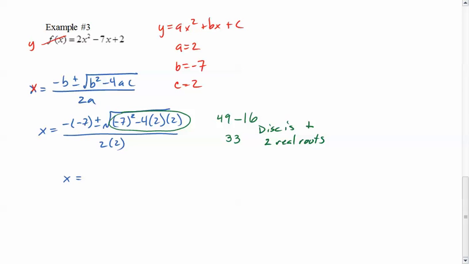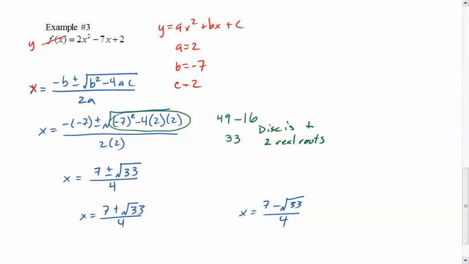Now, for the time being, you're going to be allowed to just rewrite this as negative 7, which is positive 7, plus or minus the square root of, and we worked out all that stuff already, so 33 over 2 times 2, which is 4. And so from here, it's going to be x equals 7 plus the square root of 33 divided by 4, and x equals 7 minus the square root of 33 over 4.